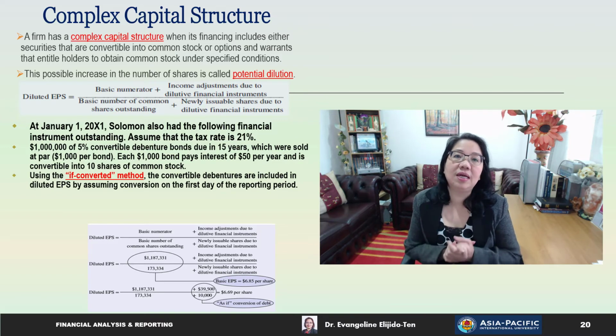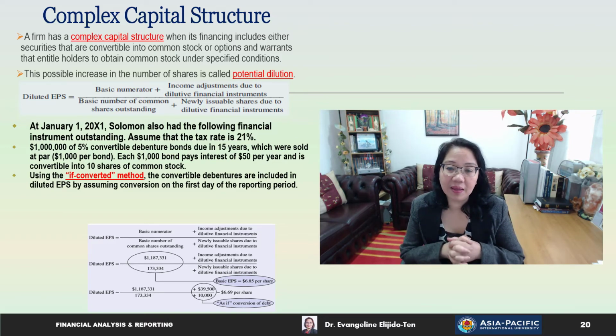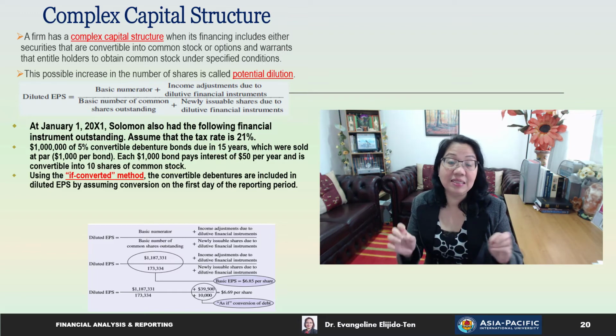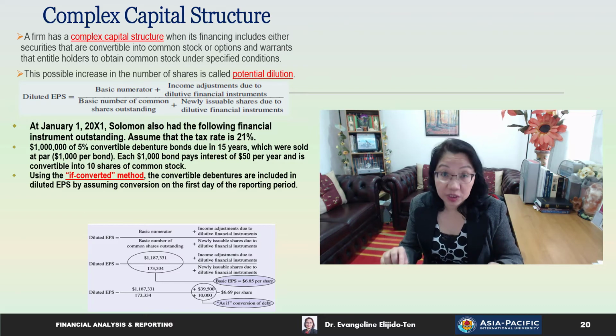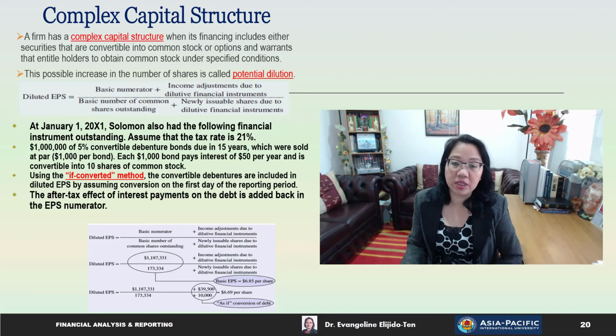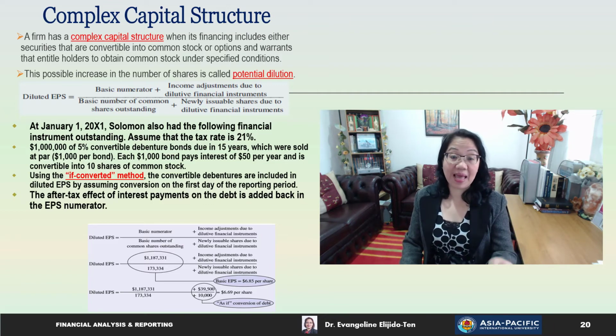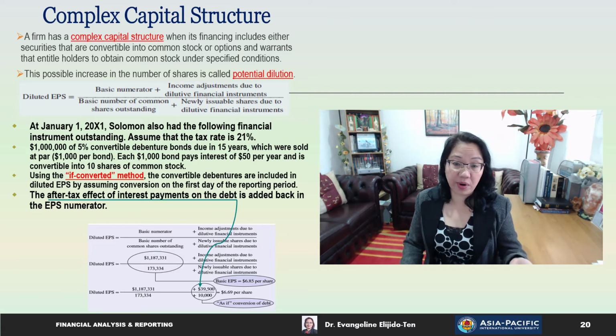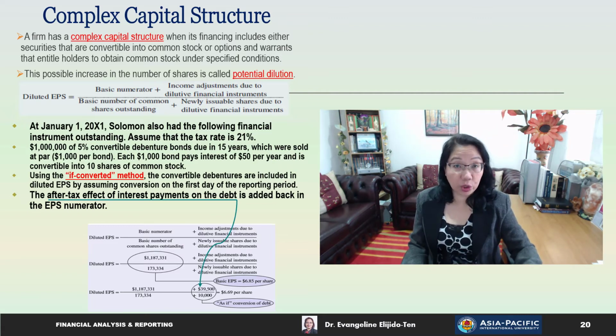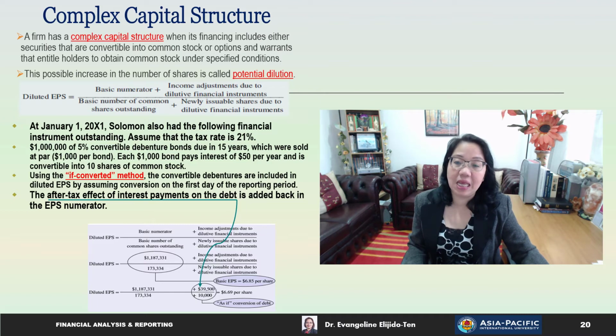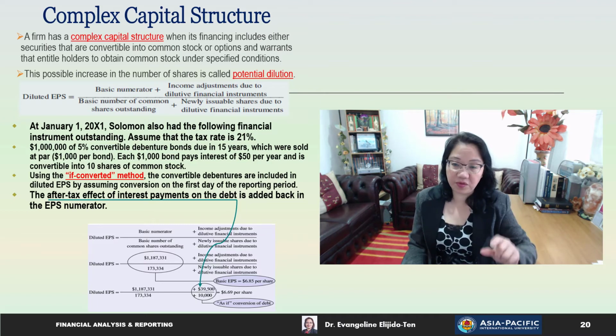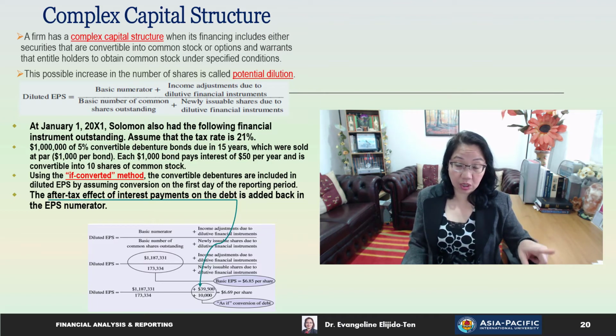If we use the if-converted method, the convertible debentures are included in diluted EPS by assuming conversion on the first day of the reporting period. So the after-tax effect of interest payments on the debt will be added back in the EPS numerator. So how did we get that 39,500? It's simply the $50 times $1,000 bond.